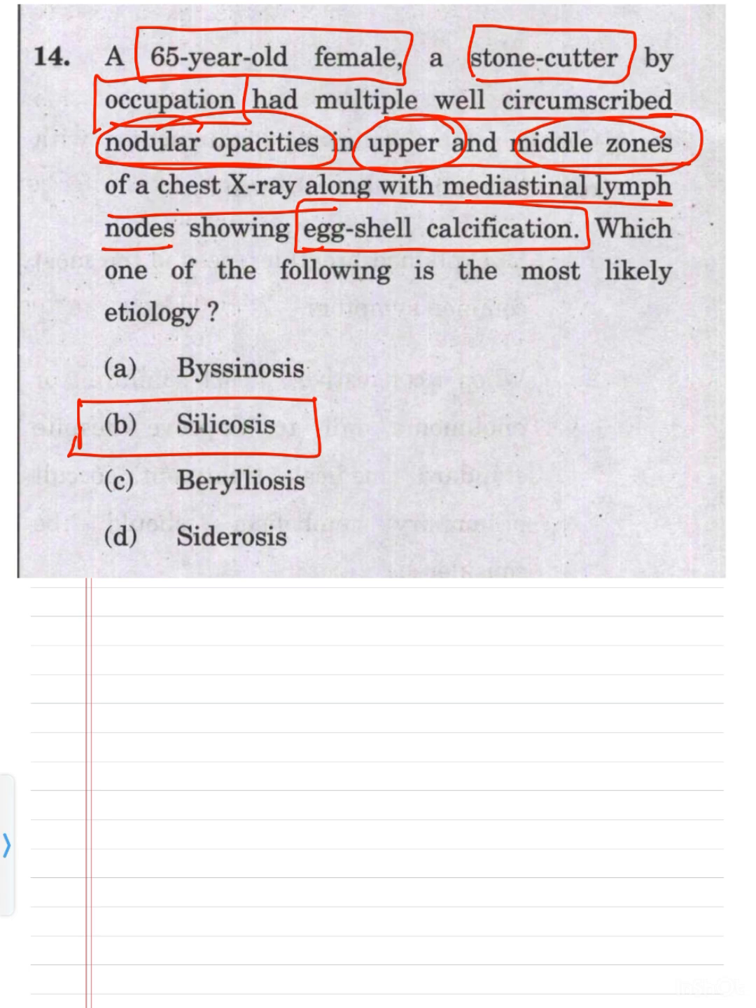So it's silicosis. How you have diagnosed is by her occupation, that she was a stone cutter, eggshell calcification, and then nodular opacities in the upper and middle zone. So the answer will be silicosis.